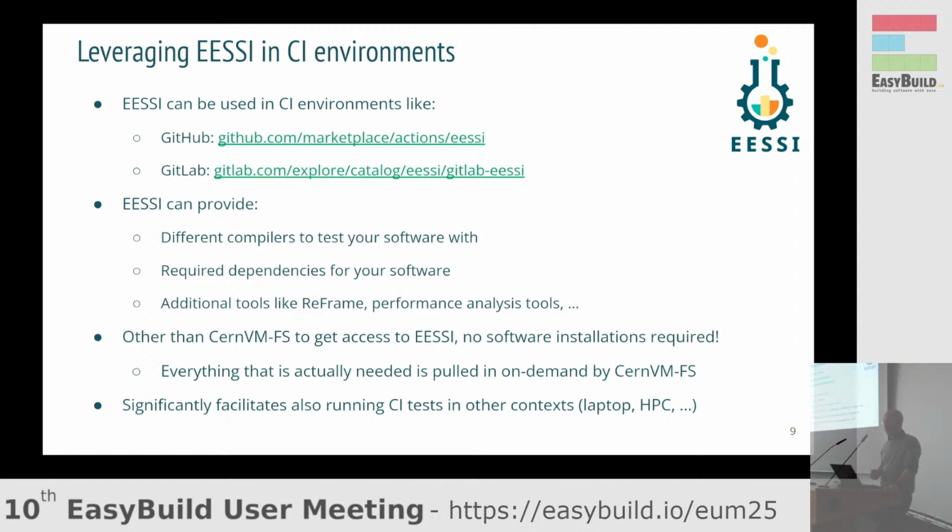So Easy can provide things like the compiler to test your software, and the dependencies that you might have there. It can provide additional tooling that you might need to use for your package. To get access to Easy, if you use the GitHub action or the GitLab component, you don't need to do anything else. It's just there, and you just say module load whatever I'm interested in, and away you go. So as part of the CI process, it's reasonably straightforward to integrate that, and I'll give you an example now.